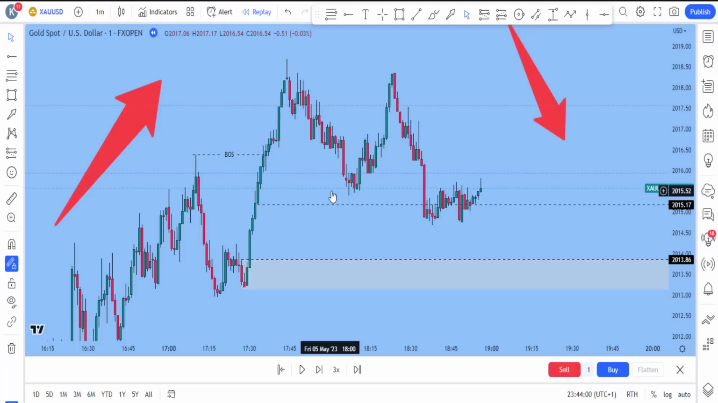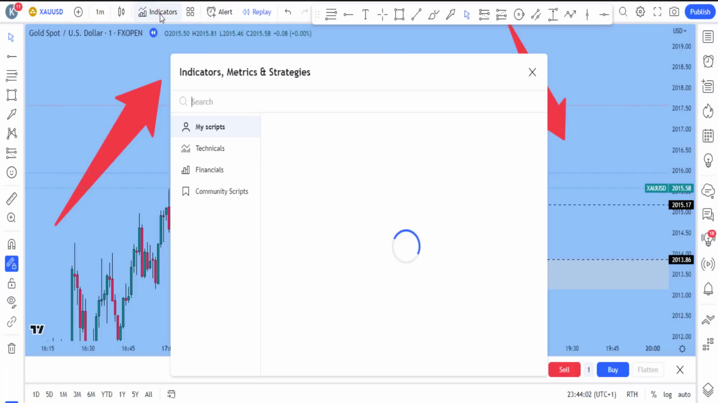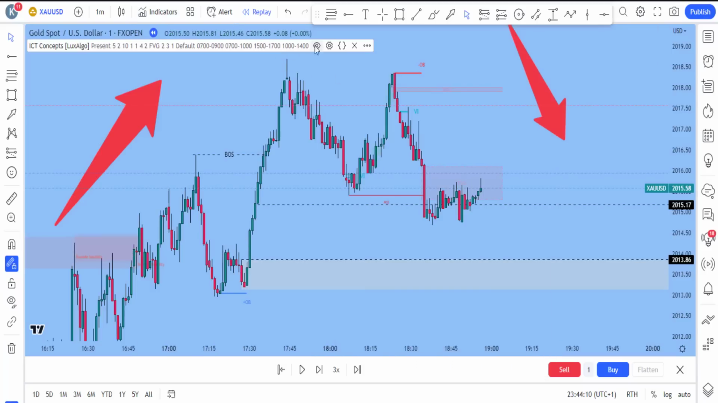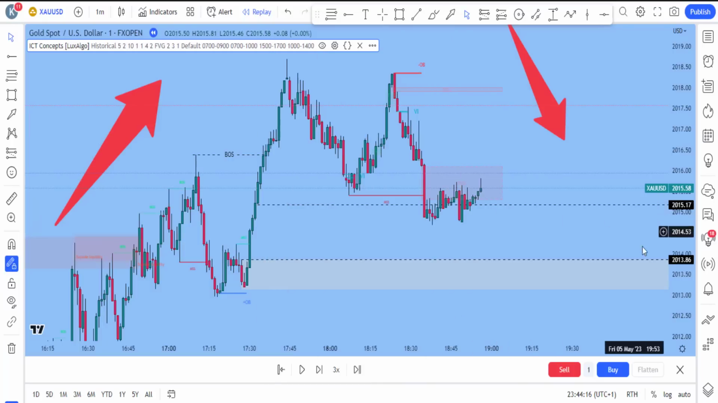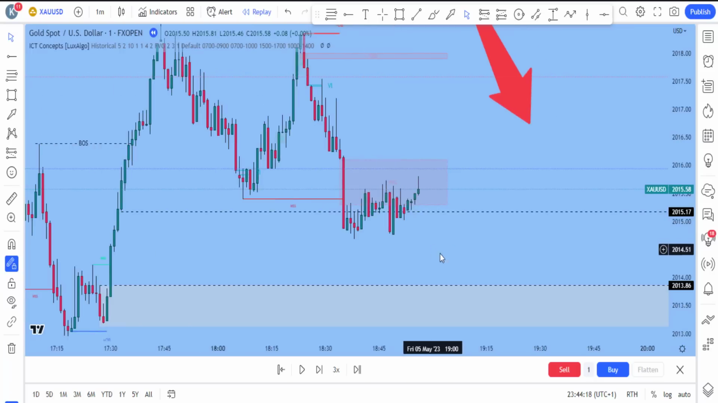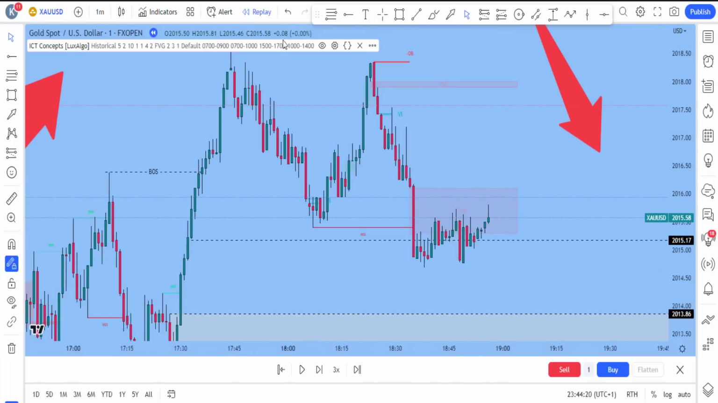Now, if you don't understand how to literally spot those levels, that is how to literally spot change of character or market structure shift, you can use this indicator. Simply use ICT concepts by Lux Algo. Let me show you that indicator, this one. It will help you to know exactly. Simply come to settings, change this to historical, and then click on OK. It will show you where the change of character or market structure shift happens.